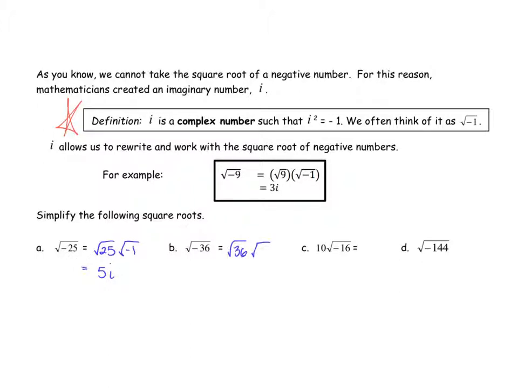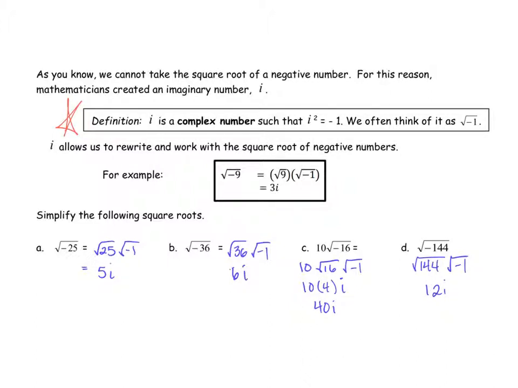Same thing for the next few. Split them up, so 6i. Here, let's just drop down this 10 and deal with the -16. So that's going to be the positive square root of positive 16, square root of -1. So 10, and then the square root of 16 is 4, and then i, so that's going to give us 40i. And square root of 144 times the square root of -1, 12i.